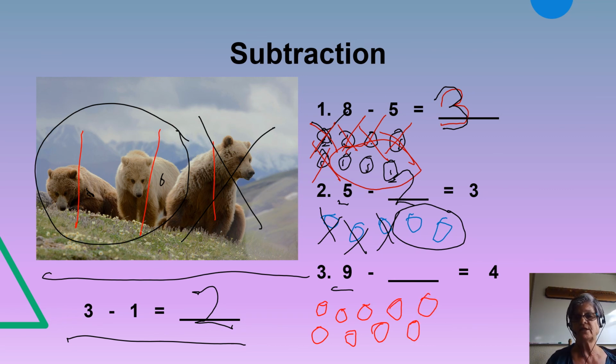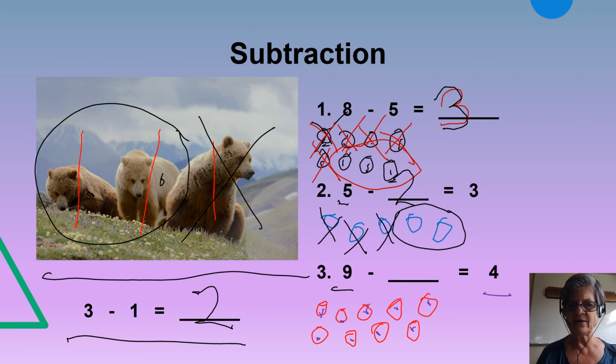Now I want to make sure I did 9 because if I did 8 or 7, that would mess up my missing number. That would mess up the whole problem. I'm just going to put a dot on each one to make sure I have 9. You ready? Let's begin. 1, 2, 3, 4, 5, 6, 7, 8, 9. And I did have 9. So it says 9 take away what equals 4.